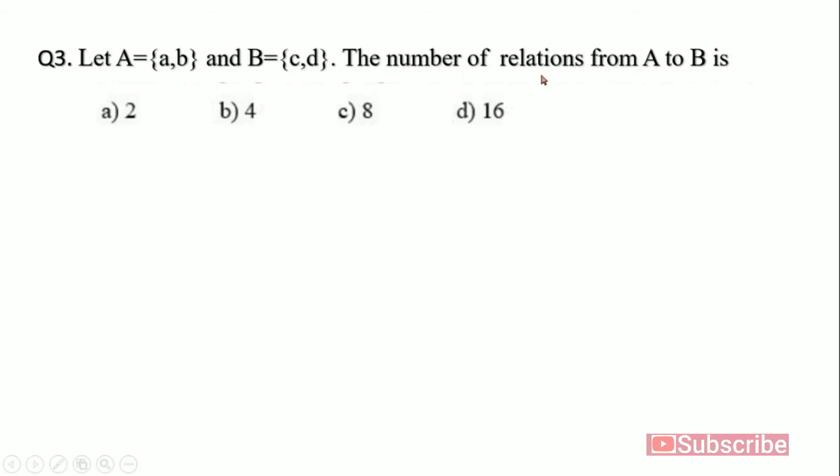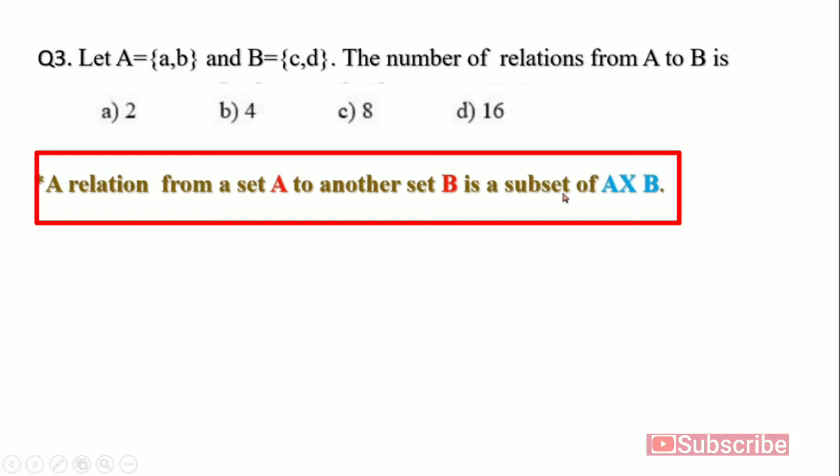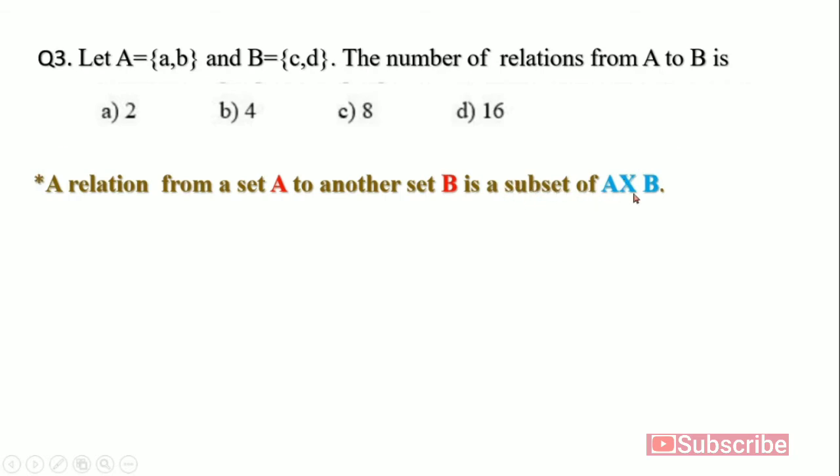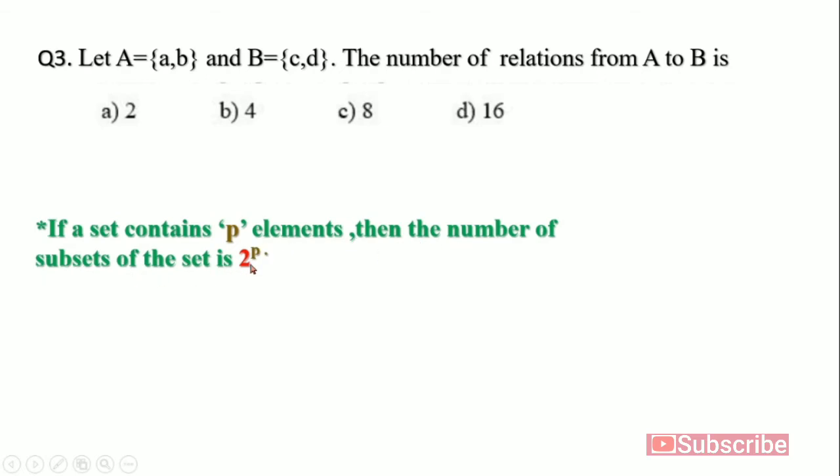So number of relations means first we must know the definition. What is the definition of relation? We already got it. Relation from set A to another set B is a subset. This is an important point. Subset of A cross B means number of relations from A to B, and these relations are subsets of A cross B, is not it? These two, cross product of these two sets. So for that we have to find out the number of subsets actually, isn't it? If a set contains P elements, then the number of subsets of the set is 2 to the power P. 2 to the power number of elements in the set. That is how we can count the number of subsets, right?